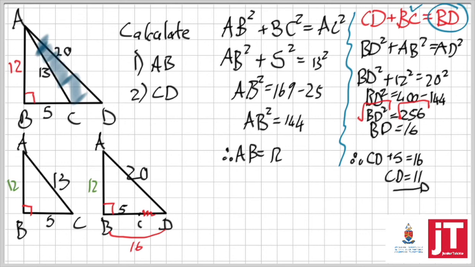Whoa, so where did you get this from? Remember what I wrote down there? I substituted those lengths for BC as being 5 and BD as being 16, and therefore CD is 11. And I hope that makes sense, that if BC is 5, and the whole of BD is 16, then that has to be 11.